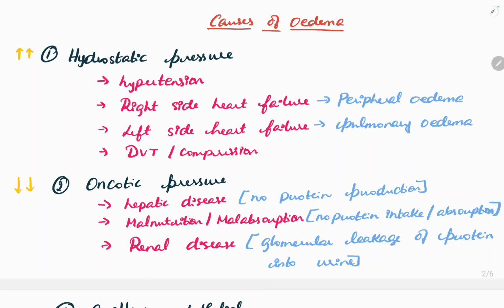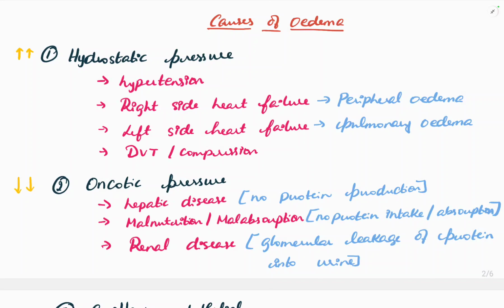And right-sided heart failure. Basically, right-sided heart failure will also cause edema, and left-sided heart failure will also cause edema. But right-sided heart failure will push the fluid back into the peripheral system, which is going to lead to peripheral edema. Whereas if there's a left-sided heart failure, it's going to push fluid back into the lungs, so that is going to cause a pulmonary edema. And then the DVT and compression. If there's a deep vein thrombosis, that will also lead to edema and an increase in hydrostatic pressure.